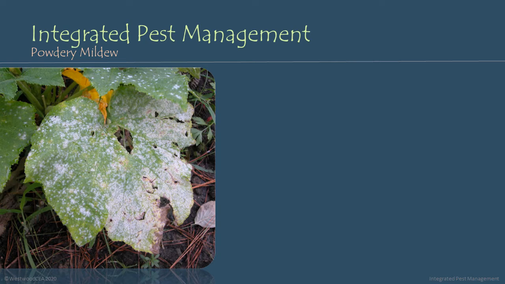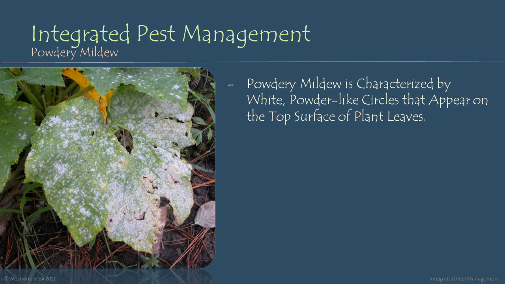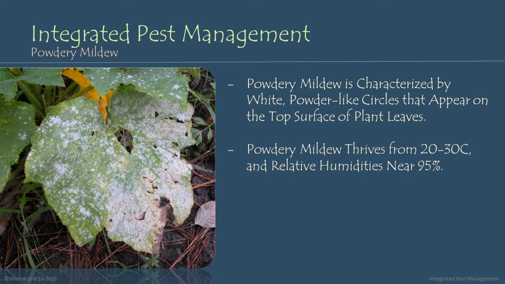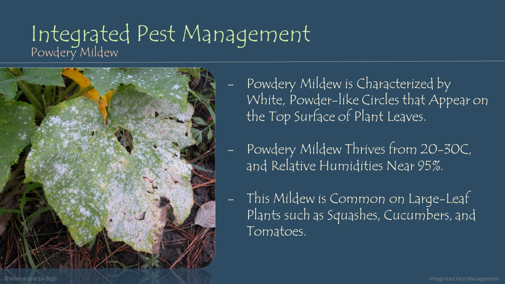The first of the two types of mildews that we're going to look at is powdery mildew. Powdery mildew is characterized by white, powder-like circles that appear on the top surface of our plant leaves, as pictured here in the left-hand photo. Powdery mildew thrives from about 20 degrees to 30 degrees Celsius, so it likes it relatively warm, and it prefers relative humidities near about 95%. This mildew is very common on large leaf plants such as squashes, cucumbers, and tomatoes.